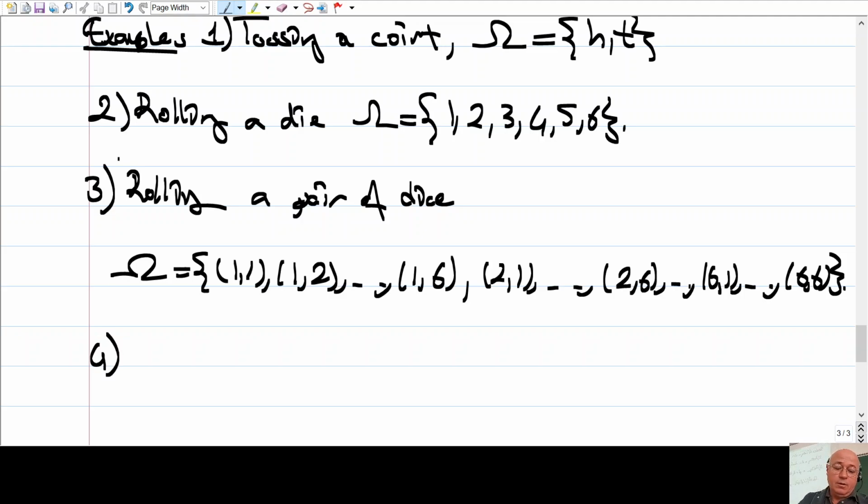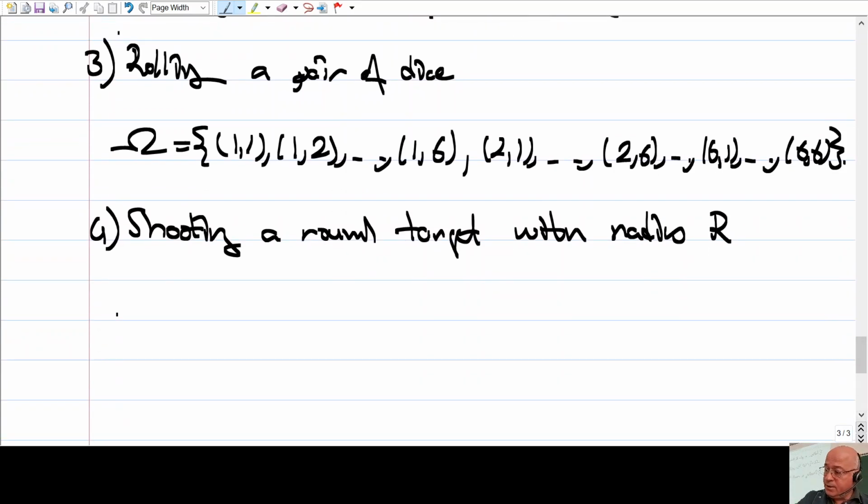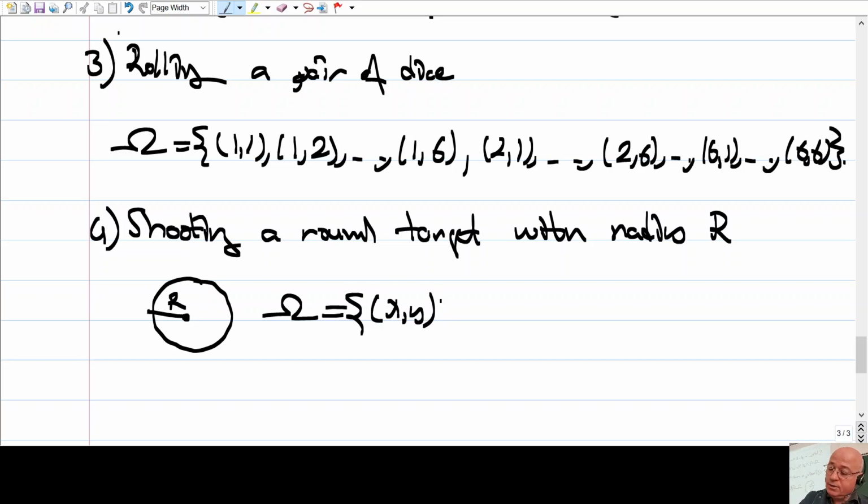Okay. A geometric one: shooting a round target with radius r. So in this case we have something like this. We have some target like this, and you throw something, an arrow, or you take your gun and fire at this target and so on. In this case, our sample space is the disk with radius r.